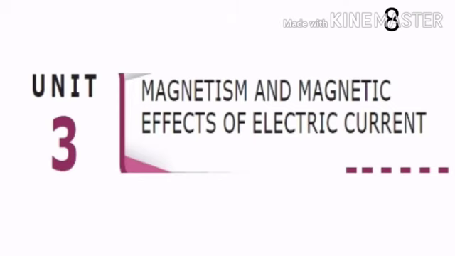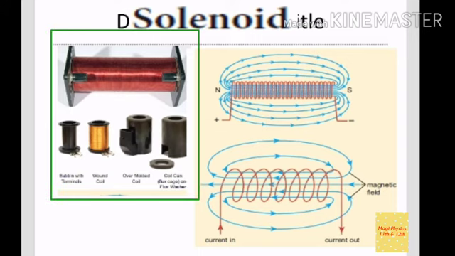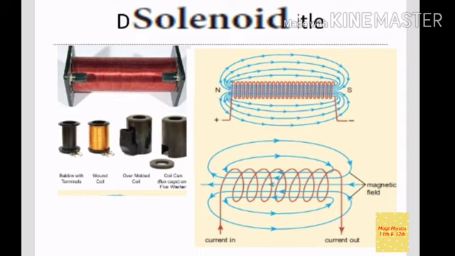Hello students, in this video we are going to discuss some important topics in the third lesson, magnetism and magnetic effects of electric current. First one is about solenoid. A solenoid is a long coil of wire closely wound in the form of a helix.